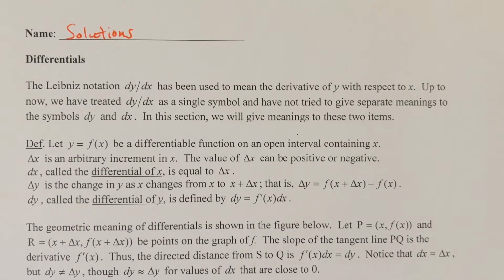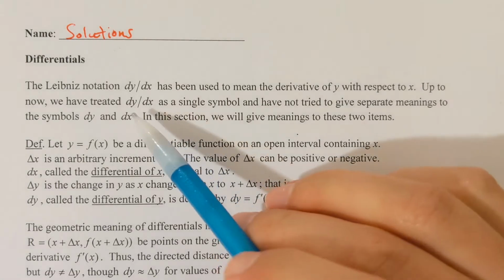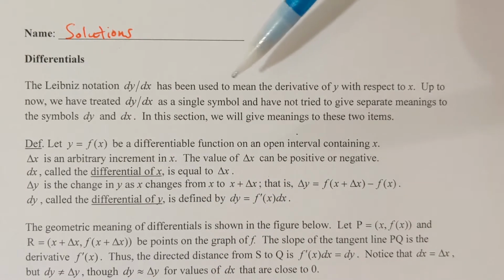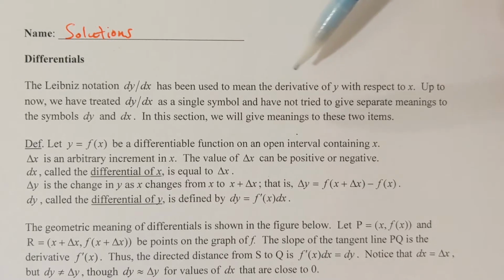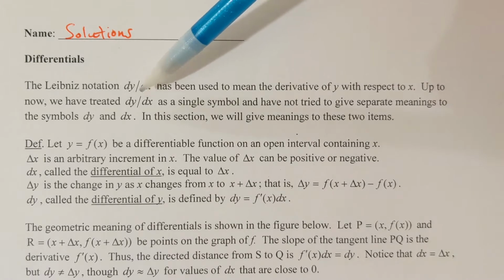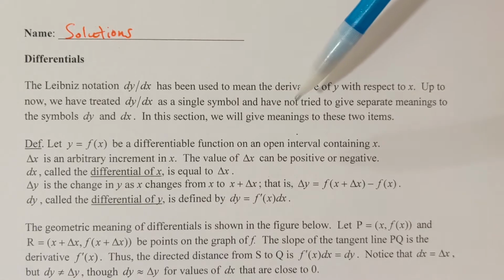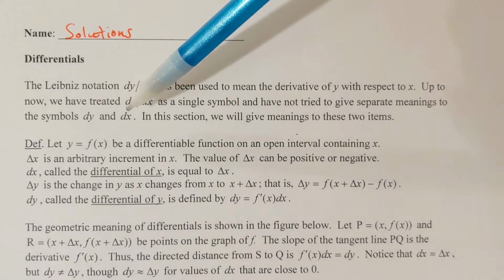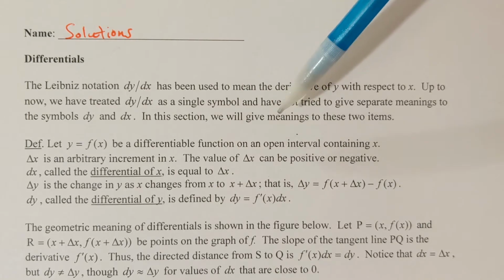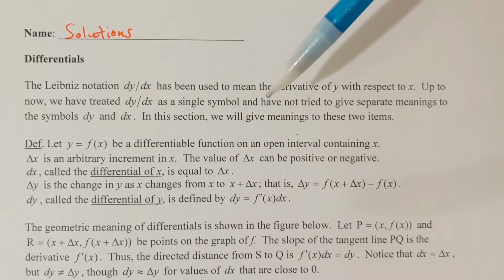Okay, this is your notes for section 3.10, and in this section we're going to talk about differentials. So let's get right to it. The Leibniz notation dy dx, which we've used a lot, has been used to mean the derivative of y with respect to x. Up to this point we've treated dy dx as a single symbol, and we've not given separate meanings to the symbols dy and dx. In this section, we're going to describe what we mean by dy and dx.